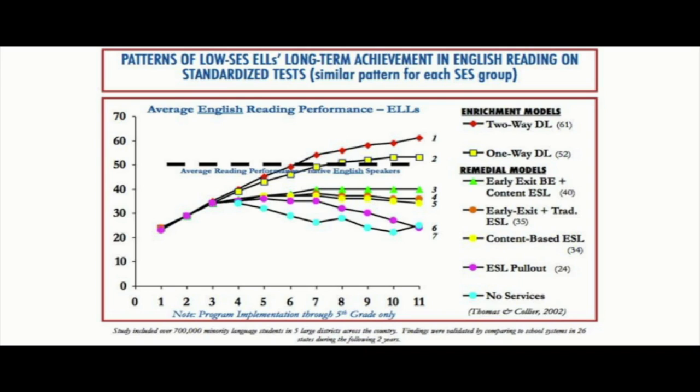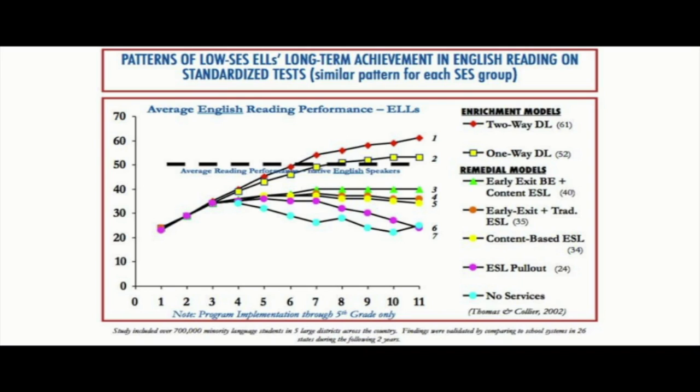Researchers Wayne Thomas and Virginia Collier have demonstrated through longitudinal studies that dual language learning is the only method of second language acquisition that fully closes the achievement gap between English learners and native English speakers in primary and secondary education. The graph you see shows the average English reading performance of English learners enrolled in different bilingual programs. The dashed line represents the average reading performance of native English speakers.